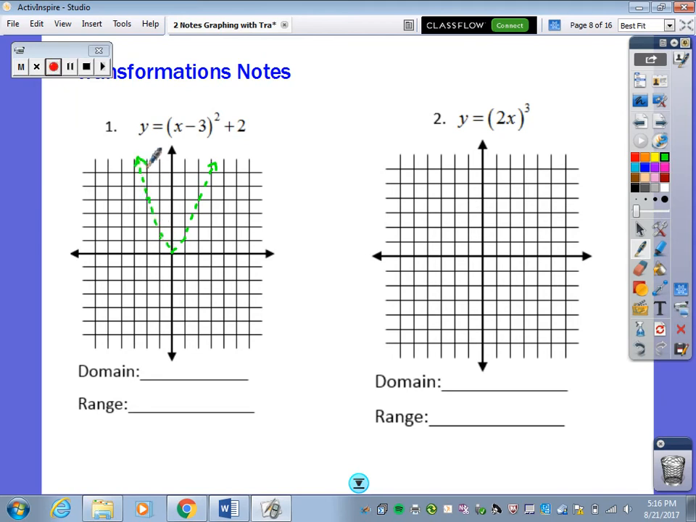There's our original function. That's our original function, and we are shifting this 3 to the right and 2 up. This is where our function is going to end up. 3 to the right, 2 up. And here is our final answer.